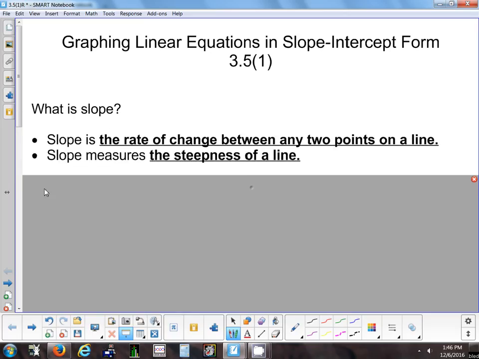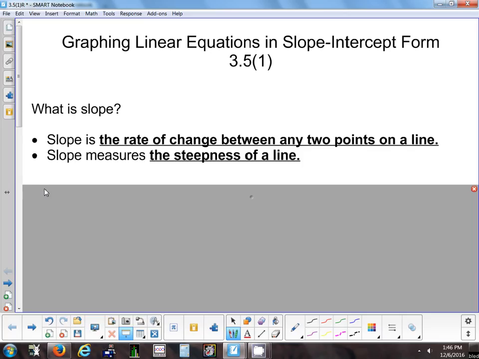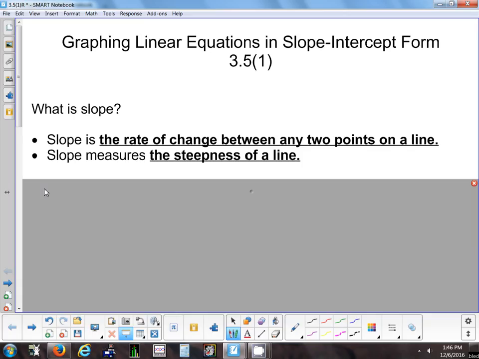Okay, so on your notes where it says slope is, fill in everything that's in bold that I underlined. I think those 3 words I was talking about were rate of change. A lot of times you hear people talk about slope as the rate of change. Or like Mr. Hager said, it's going to measure that steepness.